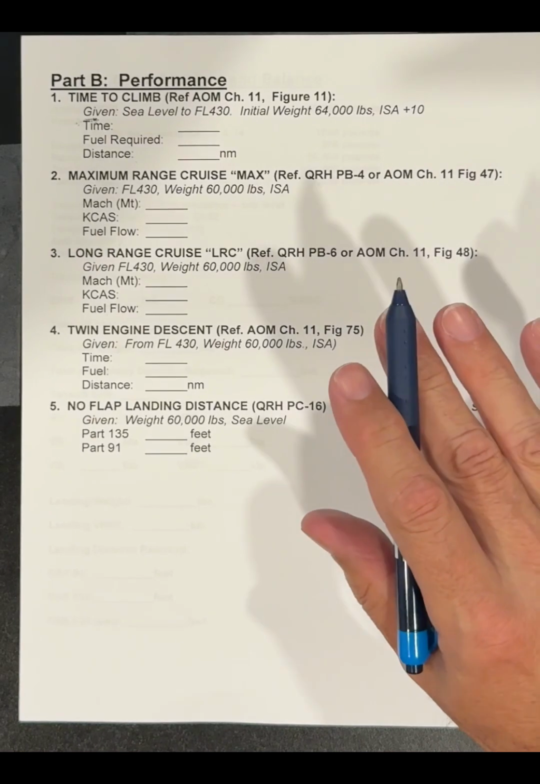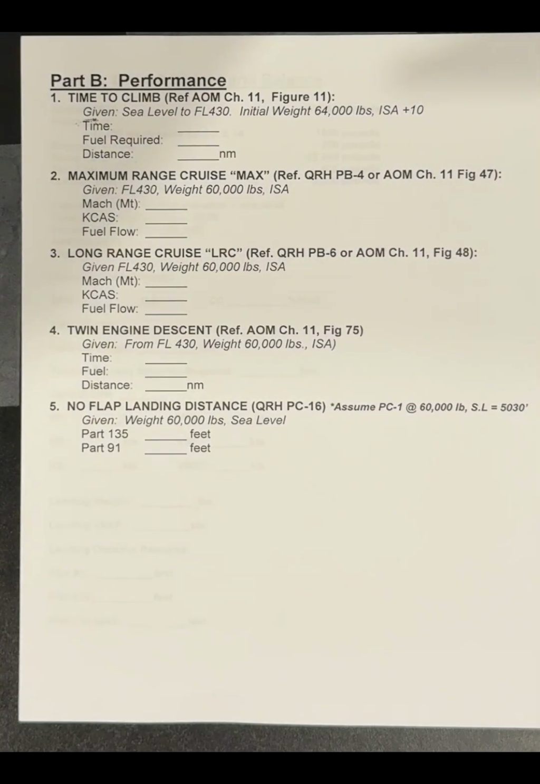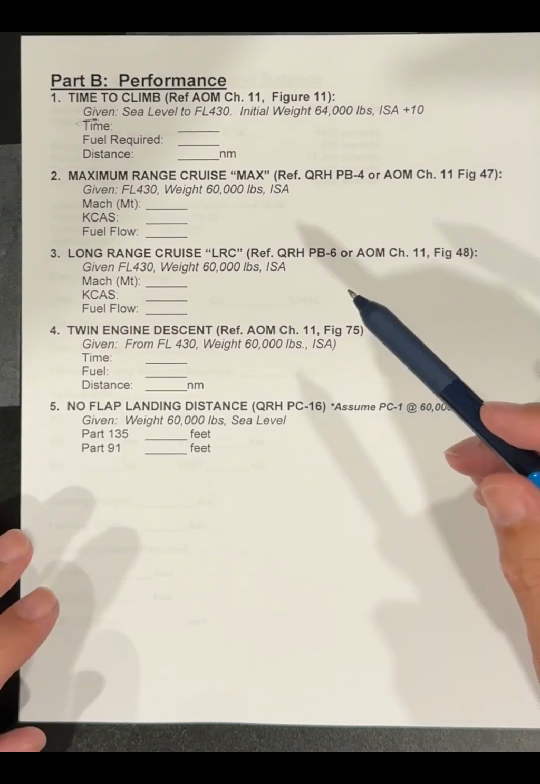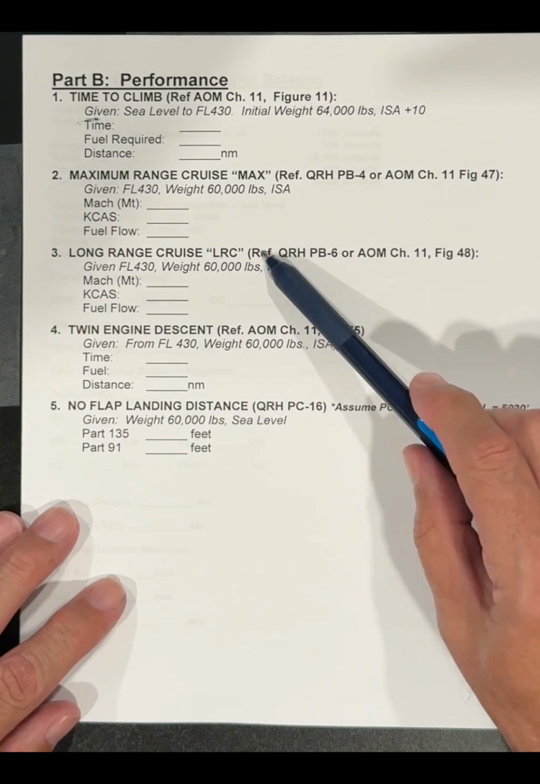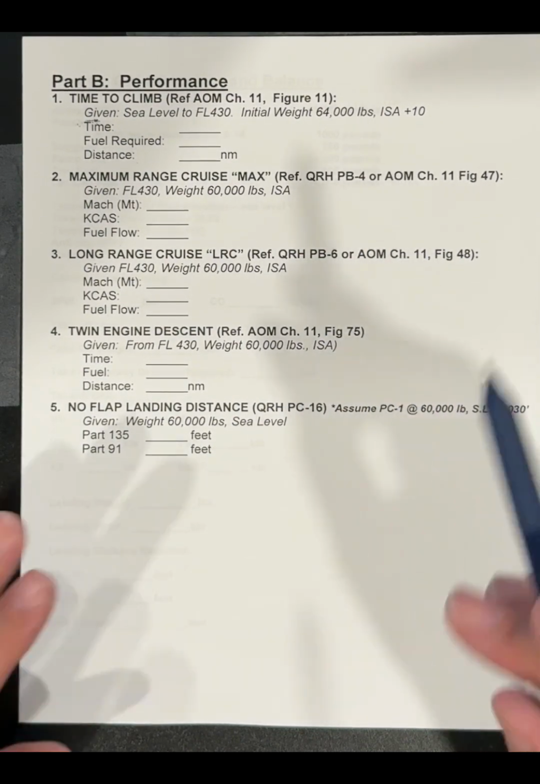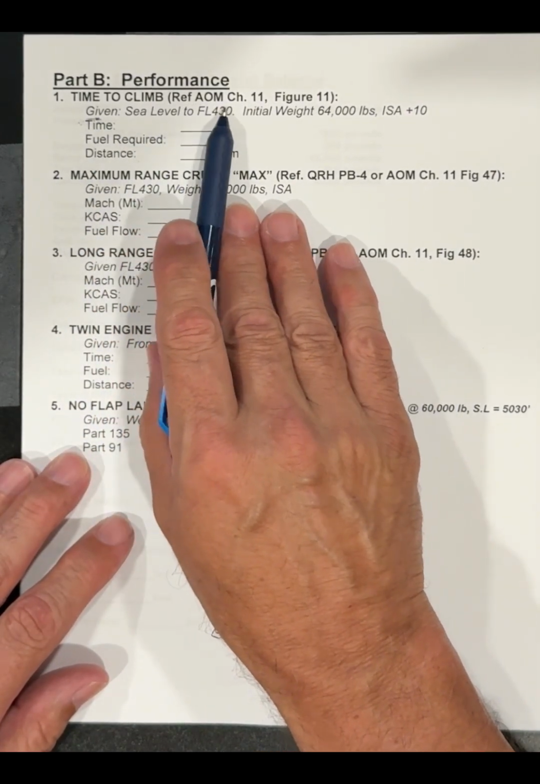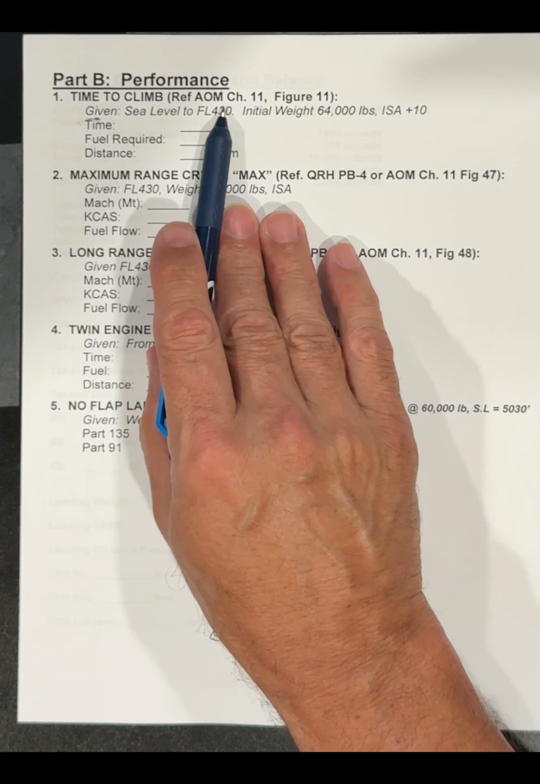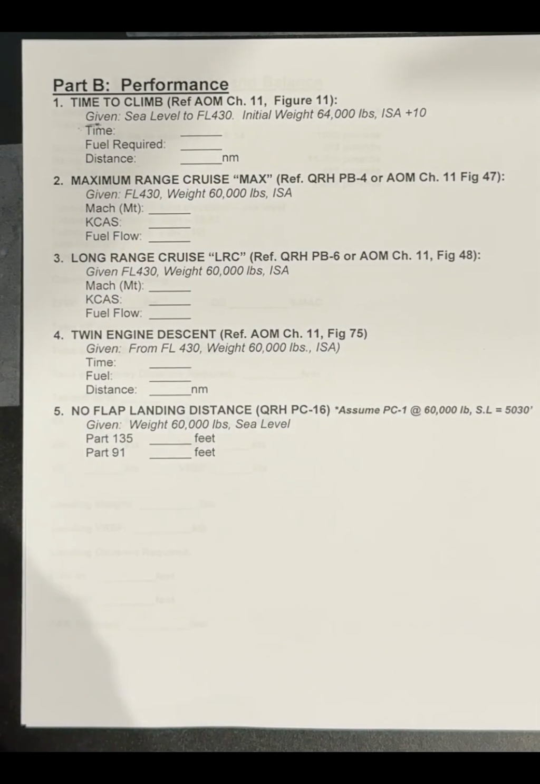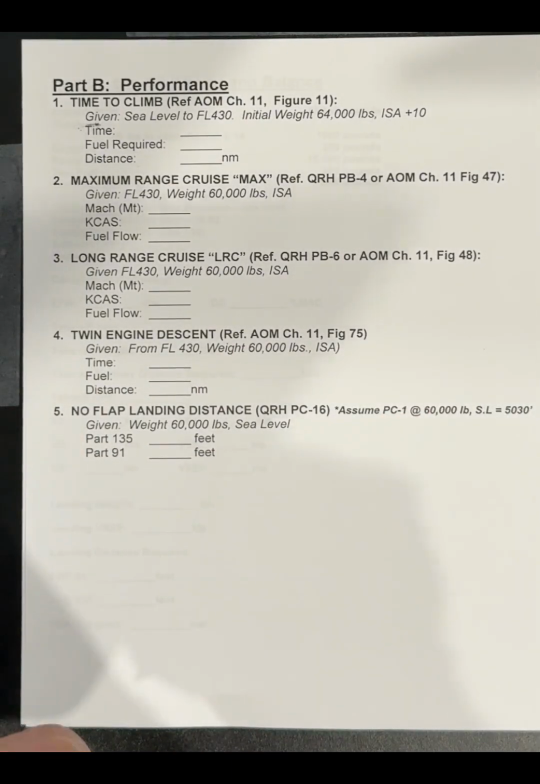The next thing we're going to do is performance. When you do performance, you're going to use the airplane operating manual, and you're going to be using the QRH. Some of these things are found in the QRH. All of these things are found in the AOM. So the first thing it's asking is what? Time to climb. This is only going to be found in the airplane operating manual. So we need to take out the airplane operating manual, and we need to go to chapter 11. Why chapter 11?